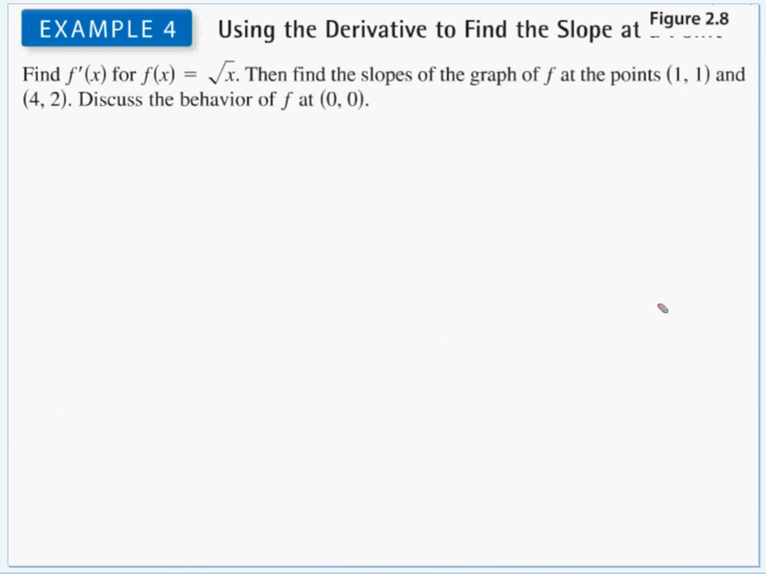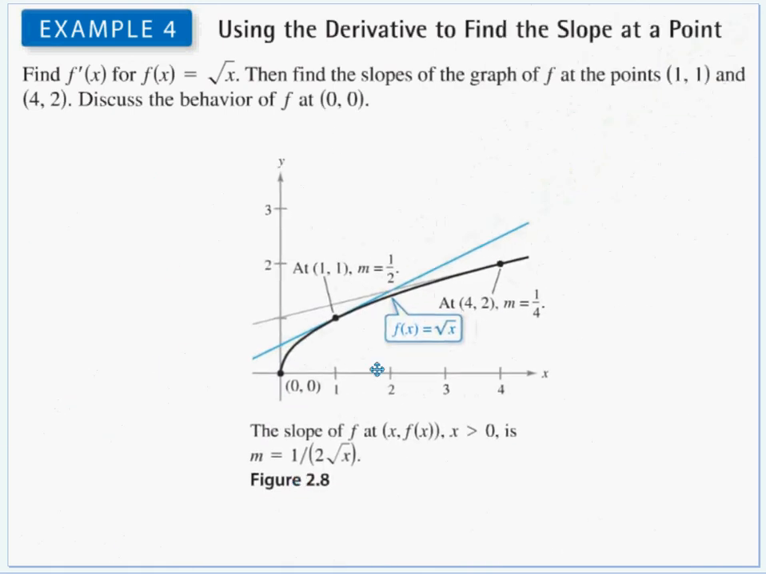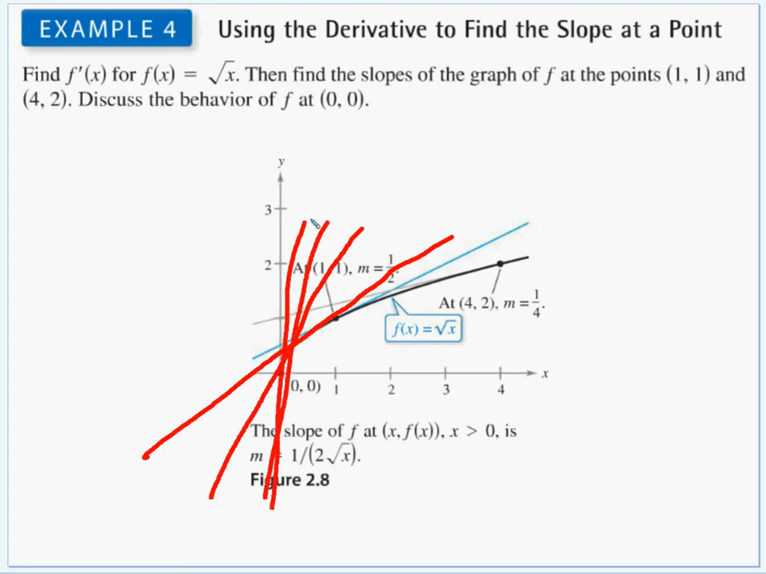Now let's look at this graph. Here are the slopes we found. At 1, 1, our slope is a half. At 4, 2, our slope is a fourth. But as we approach the origin, we're sort of moving down this curve. Our graph is getting steeper and steeper. It looks like we were approaching positive infinity.